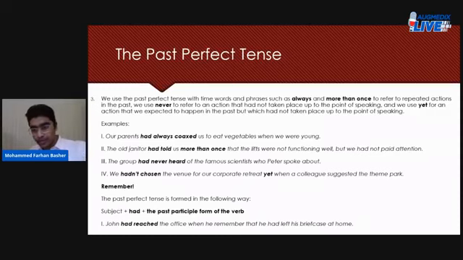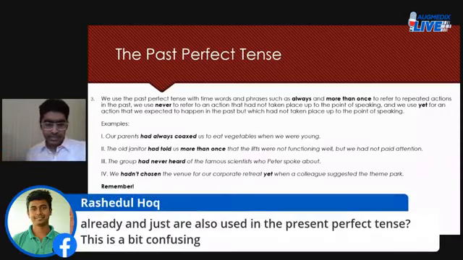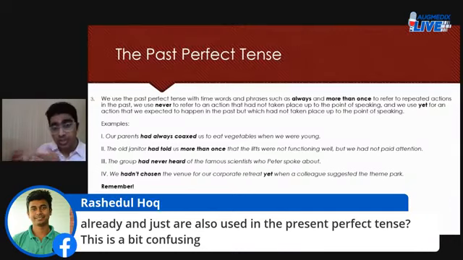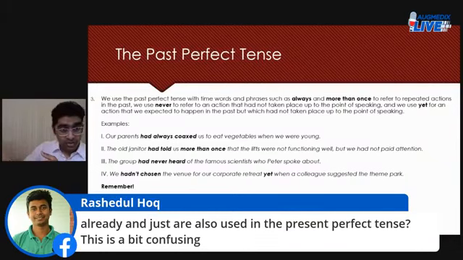All right, we have a question here. Let's see. Rashid Al-Haq is asking, already and just are also used in the present perfect tense. This is a bit confusing. Yes, of course, already and just are definitely used in the present perfect tense. At the same time, besides using already and just in the present perfect tense, you can also use the same with the past perfect tense as well. Under what circumstances? Under the circumstances we're discussing now, right?